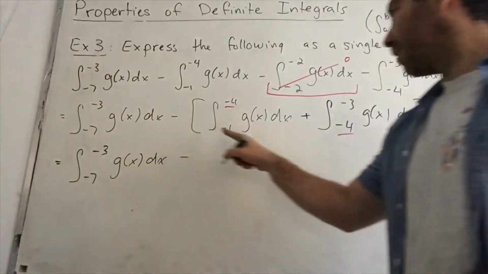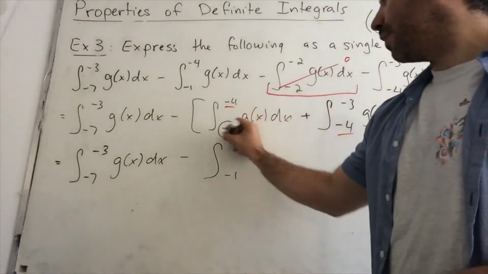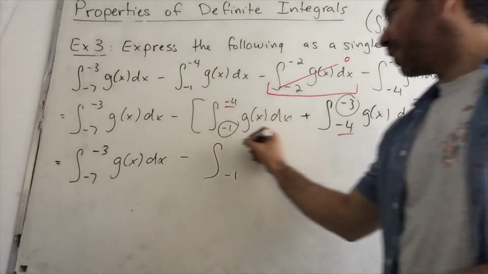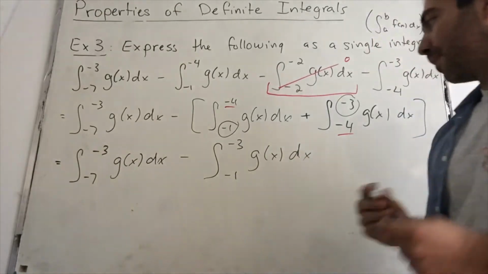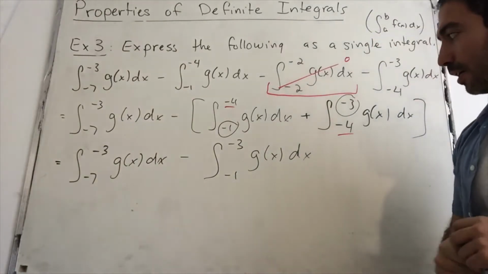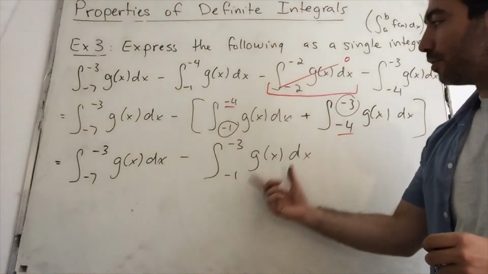We have a minus on the outside, and then we have the integral from negative 1, we're going from here to the upper bound, to negative 3 of g of x dx. Okay, so we're almost there. Now we have to compare these two. We reduced it down to 2 integrals.